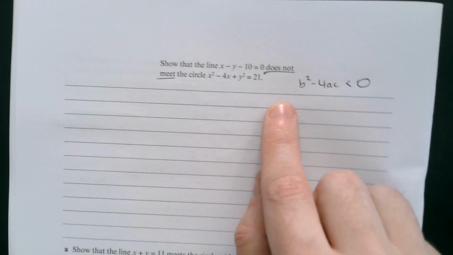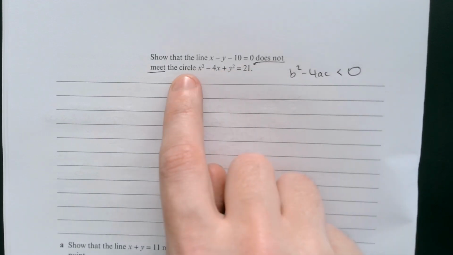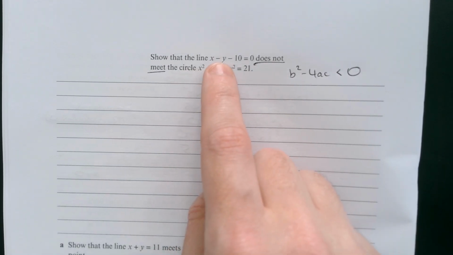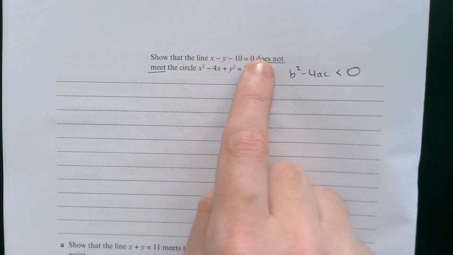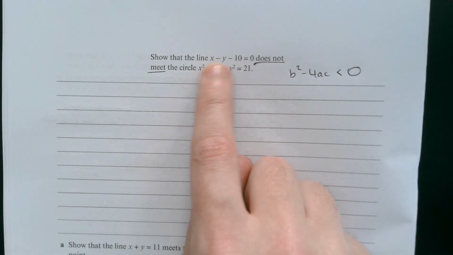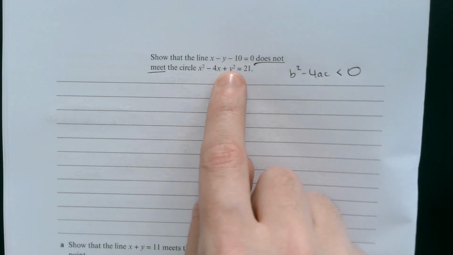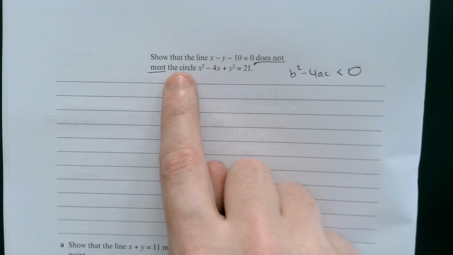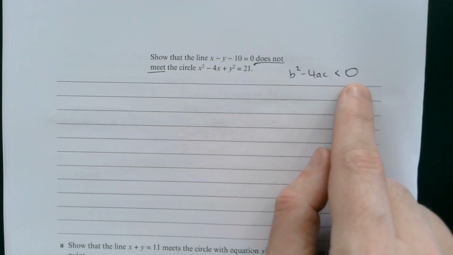There's a few on this one which are similar. You're finding points where they meet, so I would make y the subject of this and substitute it in for there, so you get y is equal to x minus 10, and then substitute that in here. When it says it doesn't meet the circle, you're showing it, so all you've got to do is show that the discriminant is less than 0.